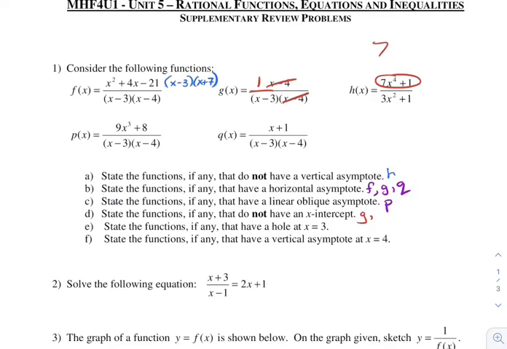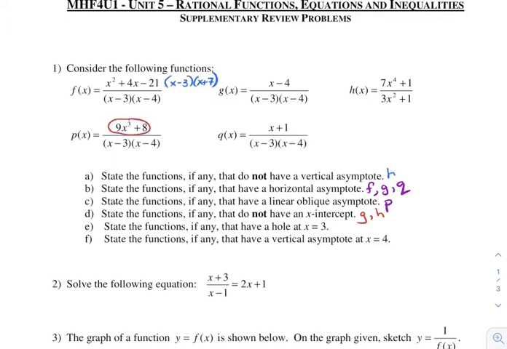H, I cannot get 0 up top here because I'll have 7x to the power of 4 plus 1. X to the power of 4 at the very least can be 0. Can't be any negative numbers because it's an even exponent. So I'm not going to be able to multiply the 0 by 7 and then add 1 and get 0. That plus 1 tells me it's 1 above. So I know H is going to be part of that group that does not have any x-intercepts.